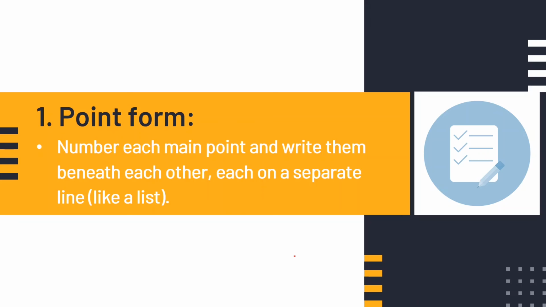Let's look at the different formats in which summaries can be written. Let's look at point form or the point format. When attempting a point form or point format summary, one should number each of the main points and write them beneath each other, each on a separate line, just as you would write a list. Your summary will therefore look like this image. Have a bullet point number or tick indicating a bullet point with a sentence next to it. Each sentence is beneath each other. It is a numbered list.